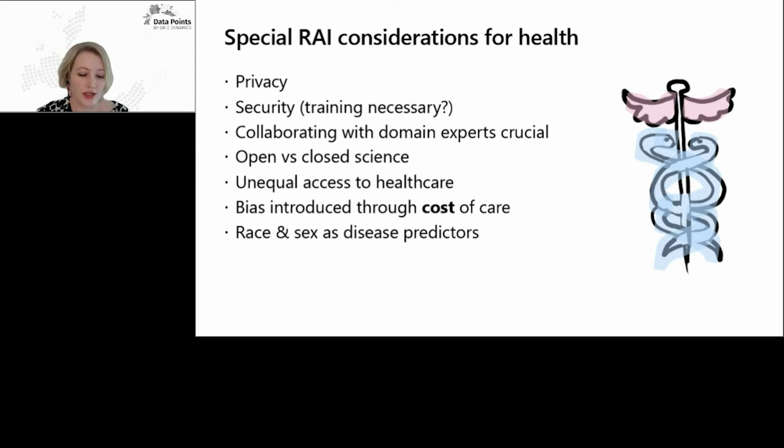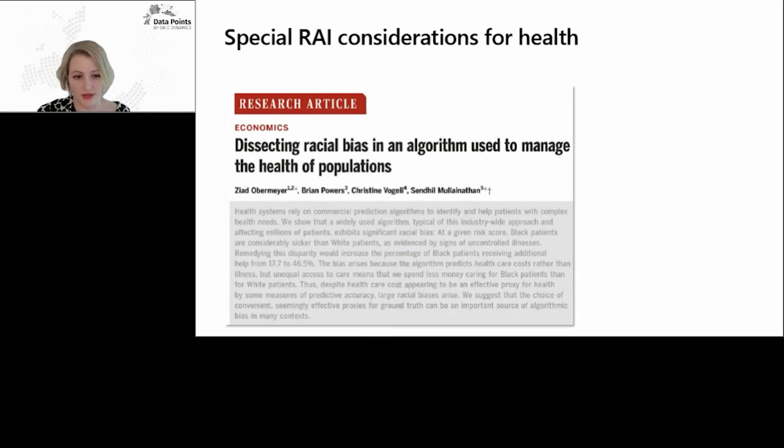So we have to be really careful. We can't necessarily just remove these to remove the bias. We may actually need them. So I'm going to share a paper which I found interesting, which touches on these last 2 points. This is a paper by Obermeyer et al., and it's called Dissecting Racial Bias in an Algorithm Used to Manage the Health of Populations.